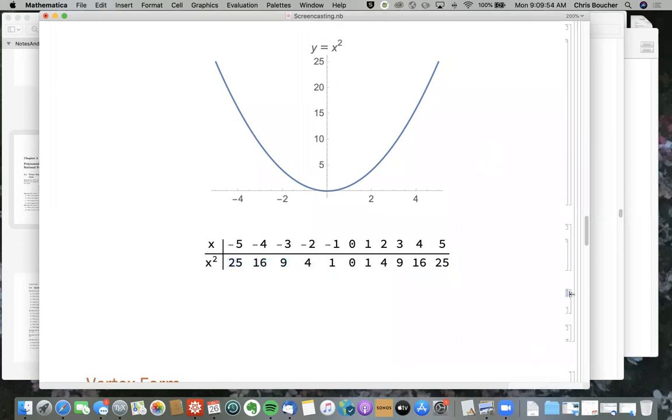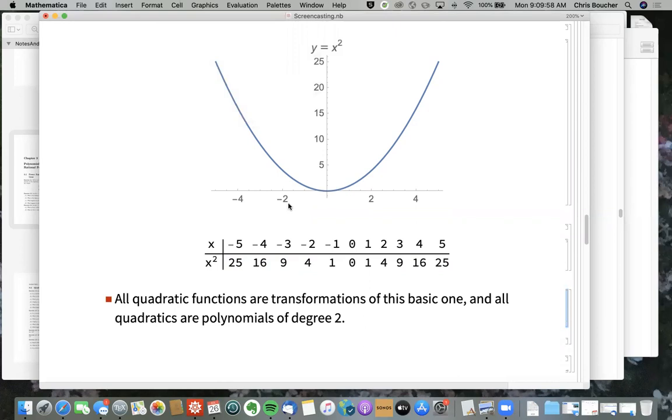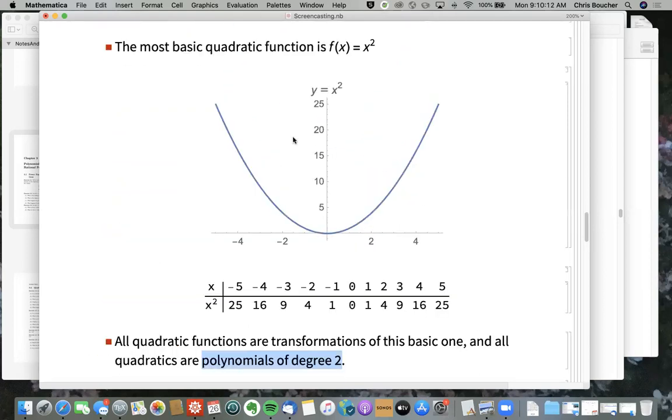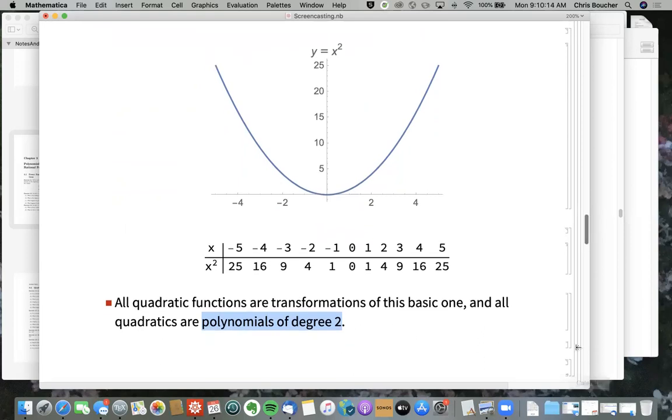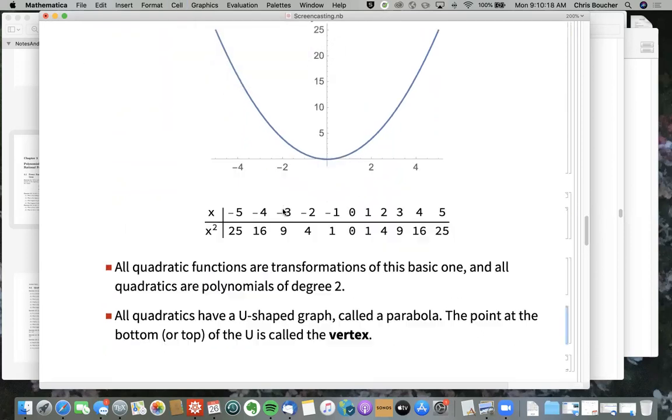Okay, so that's the most basic kind of quadratic. Let's start to expand our scope a little bit. It turns out that all quadratic functions are transformations of this one. Now, we know they're polynomials of degree 2, that's the definition. It turns out that they're all transformations of this one, and that's useful because we know something about transformations. So I think we have an example coming up soon.